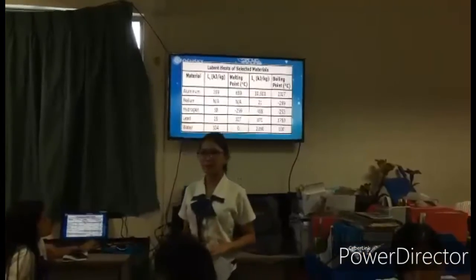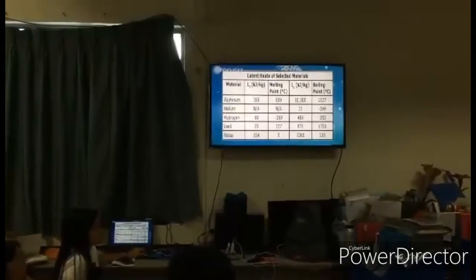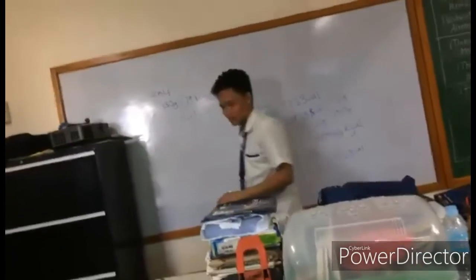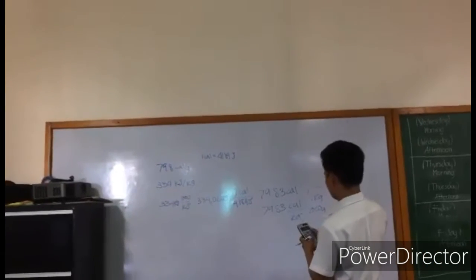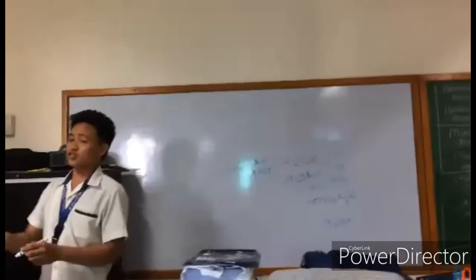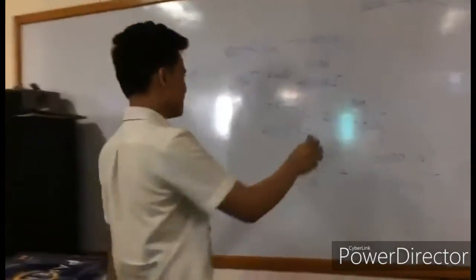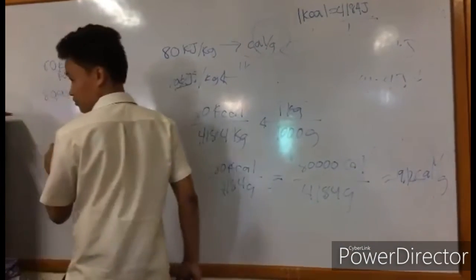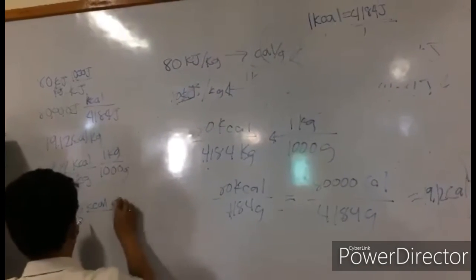Next will sum up everything. So, as we see, it is the latent heat of the selected material. So, aluminum has 399 latent heat of fusion. So, 130 grams, back to the latent heat of fusion. Point J. 80,000 divided by 4184. The answer is 19.12.